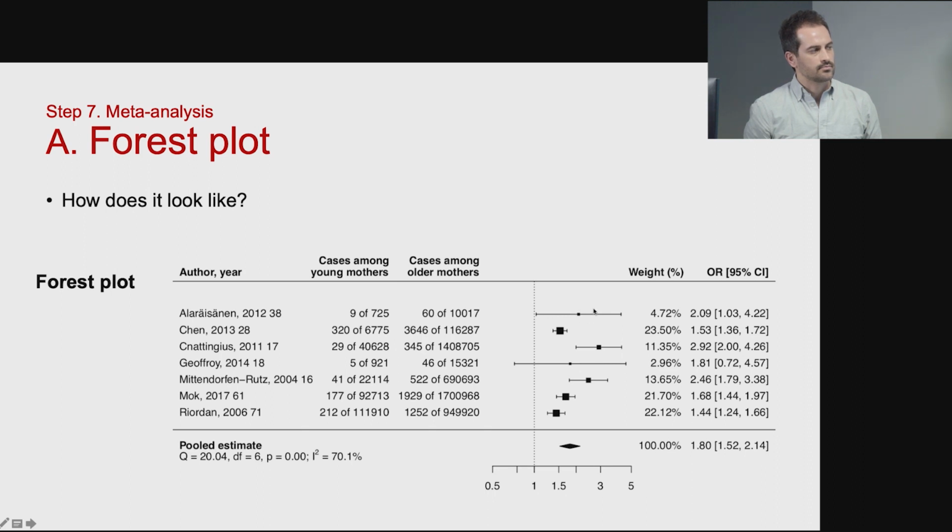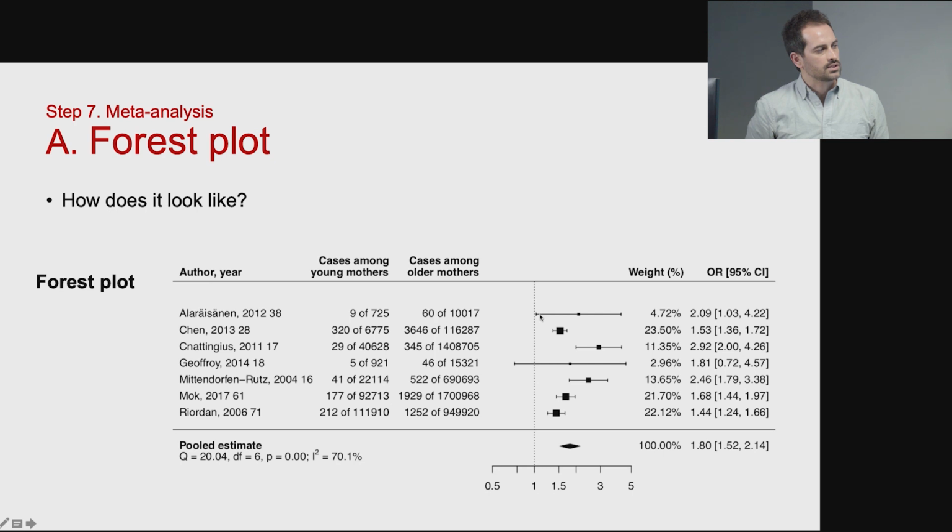The central point of each of these figures is the effect estimate for each study, which means the odds ratio, the association. For example, in these studies, people born from young mothers were twice as likely to die by suicide than people born from older mothers, right? And so here, the central point of this trait is about 2 here, right? 2.